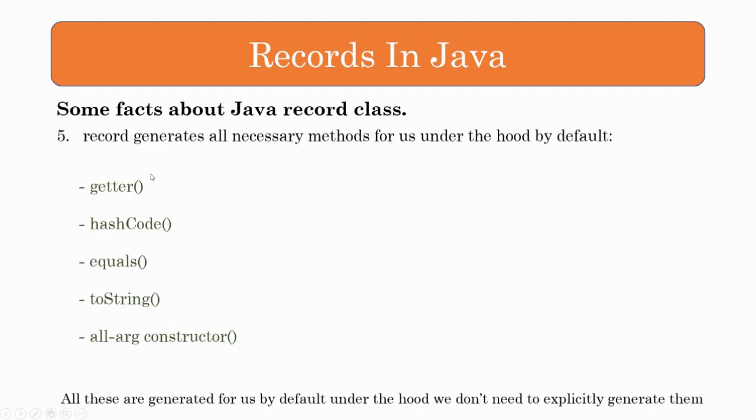And the last one here, we have the record will actually generate all the necessary methods we need for our class to run properly, right? All the default things like getter, hashCode, equals, toString, all-arg constructor, except the setter. It will not generate a setter because a setter will allow us to modify the attribute. Because the class is final in nature and all the attributes are final in nature, there's no setter method, but every other method is generated for us automatically under the hood when we create the class, right?